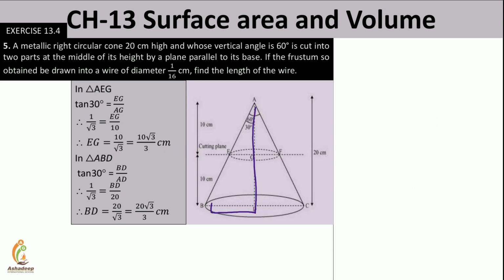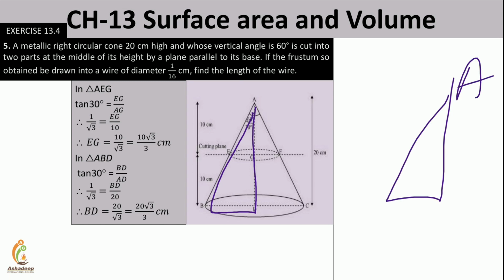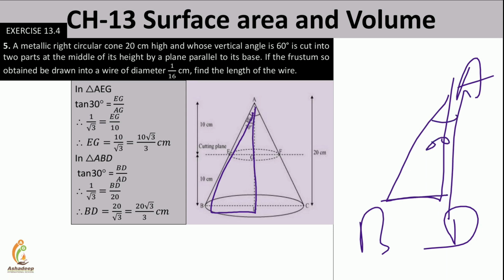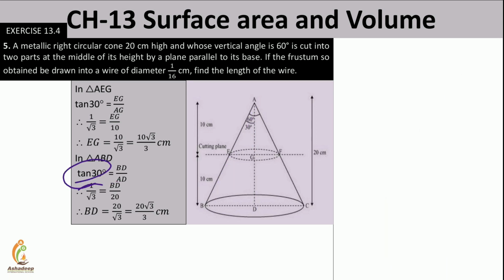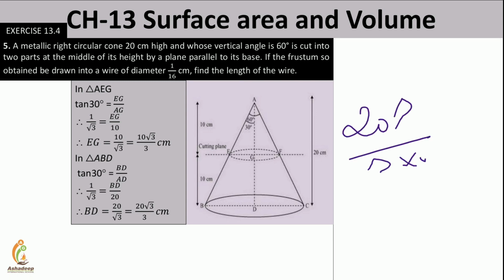Similarly, in the bigger triangle, which is nothing but A, D, B, this is the same 30 degrees, opposite BD upon adjacent AD, right? BD upon AD. So tan 30's value is 1 upon root 3, BD upon 20. So 20 upon root 3, same. We'll take the rationalization: 20 root 3 upon root 3 into root 3. Root 3 into root 3 is 3.